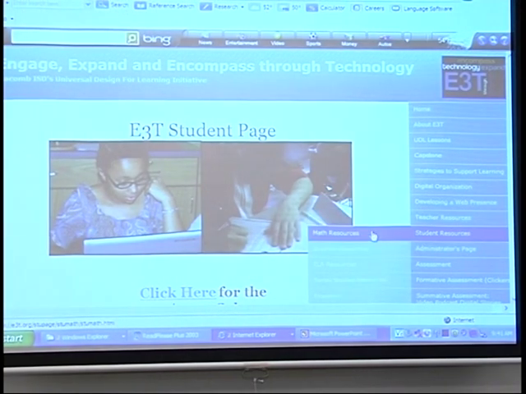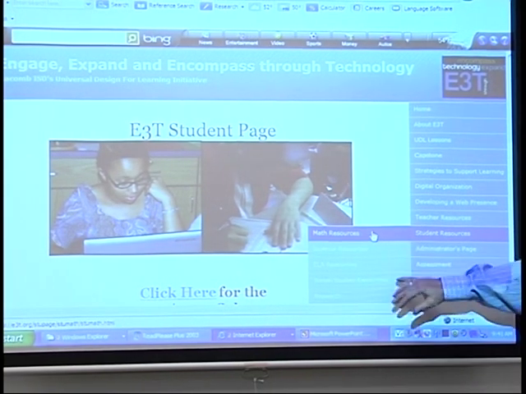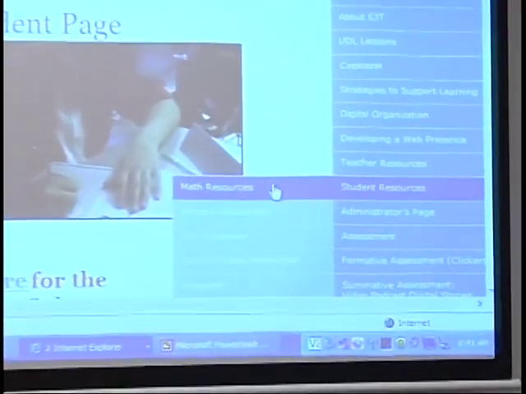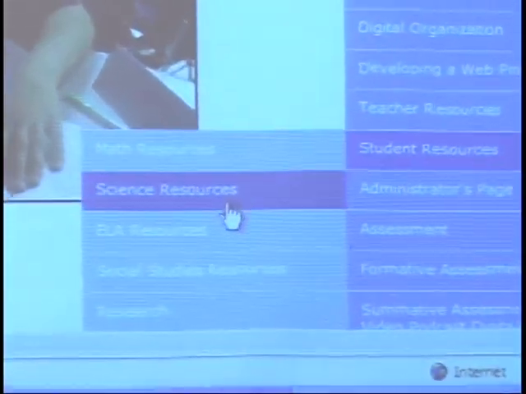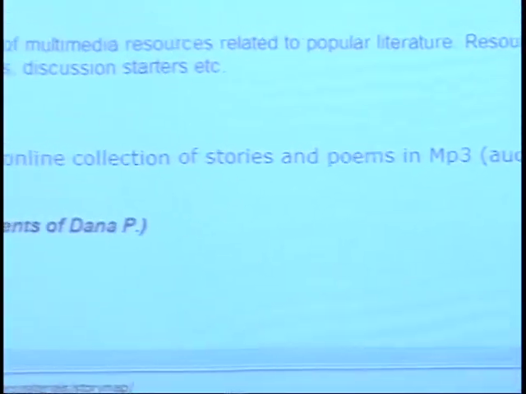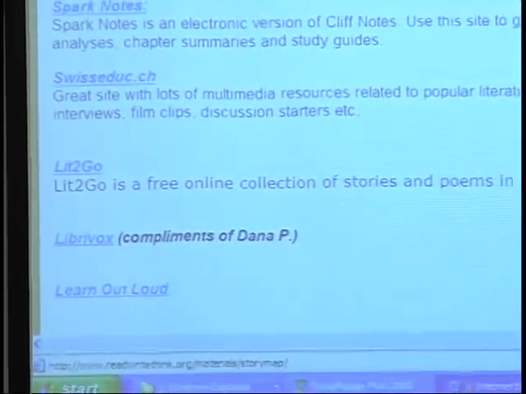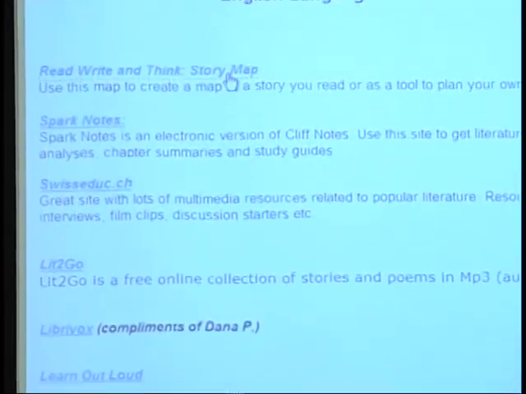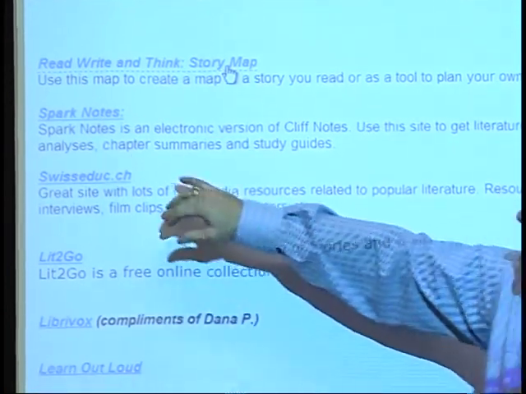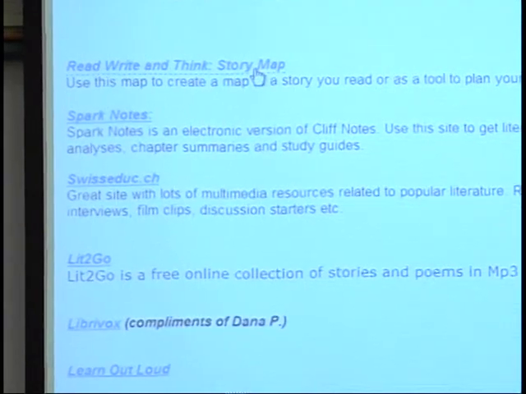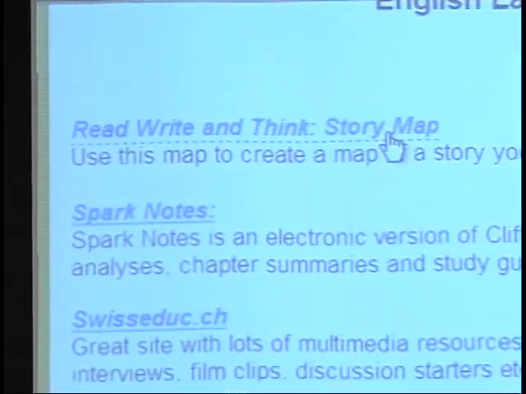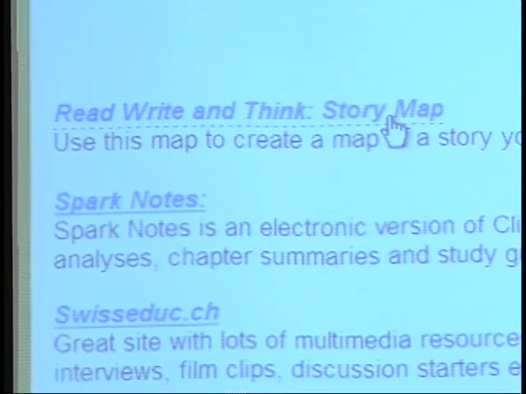If we look, we can see we have math, science, English language arts, social studies, also some resources on how to research. Let's look at ELA. Now, if I go to the ELA button, I have English language arts resources, read and think, story maps, SparkNotes. Great link. You just click on SparkNotes. You type in any author or novel title that you're researching, that you're reading in class, and the SparkNotes will pull up.